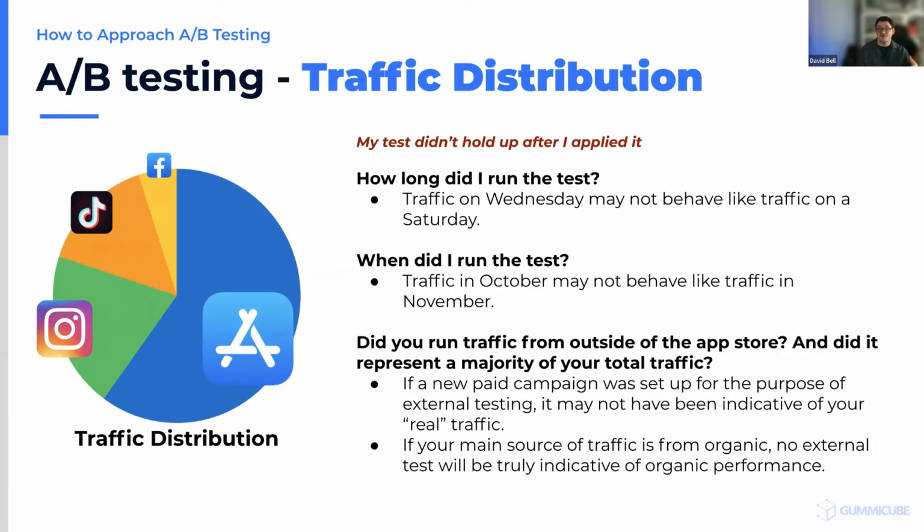traffic distribution is a really important topic to pay attention to, because a lot of people will complain that when they run an A/B test and they ultimately deploy it in the App Store or Google Play, the results didn't look the same afterwards. And there are a number of reasons this could occur. Number one, how long did you run the test? And when did you ultimately deploy that test? Did you not only get a significant sample size of traffic, but a significant sample size across a period of time that's representative of trends in user acquisition for your app?